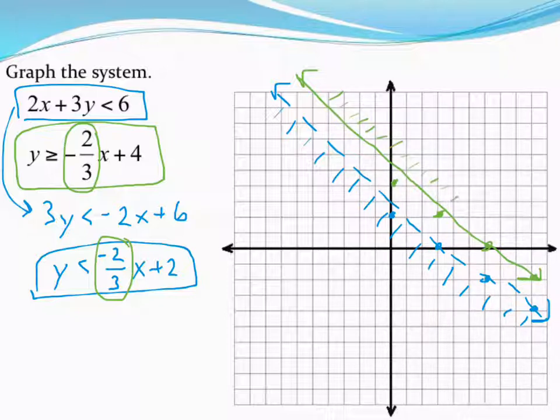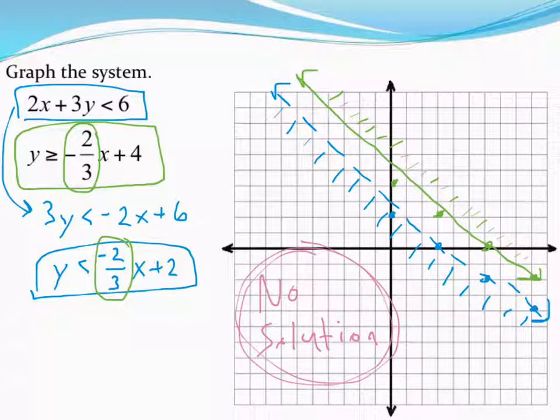And I can see that while I make this like gross bug millipede looking thing, there's nowhere where the shading did overlap. The blue line was shaded below and the green line was shaded up above. So in this case, I do have another example of no solutions. The lines don't intersect, but that's not why it's no solution. The shading doesn't overlap anywhere. That's why this is no solution.